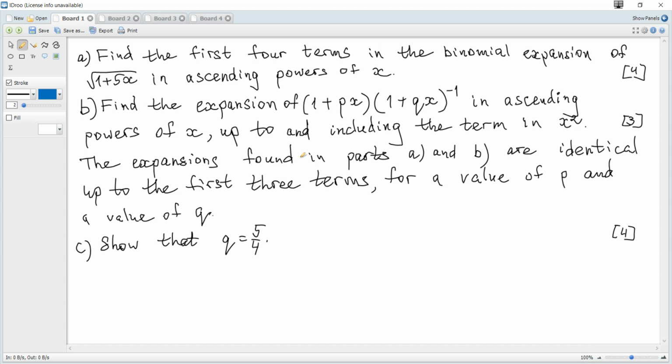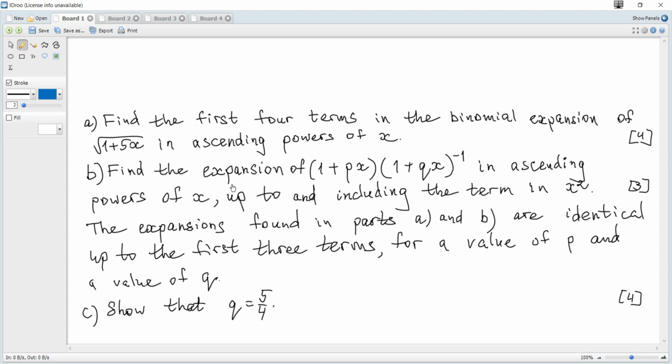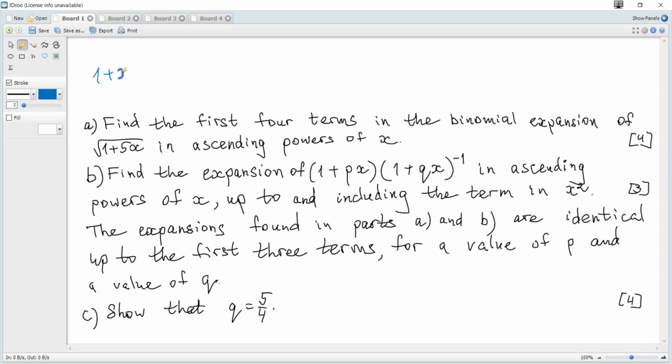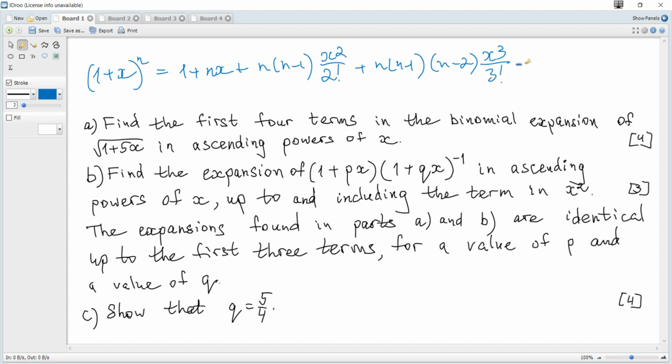Question A. Find the first four terms in the binomial expansion of 1 over square root of 1 plus 5x in ascending powers of x. To find the required expansion, I will use the formula that (1 + x) to the power of n, where n is rational, is equal to 1 plus nx plus n times (n minus 1) times x squared over 2 factorial, which is 2, plus n times (n minus 1) times (n minus 2) times x cubed over 3 factorial, which is 6, and plus so on.